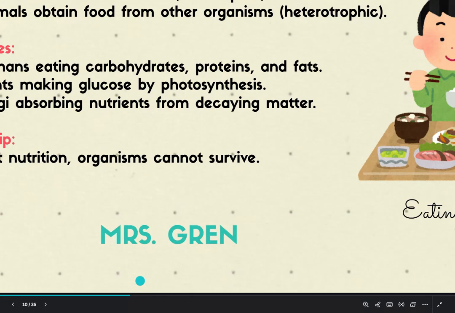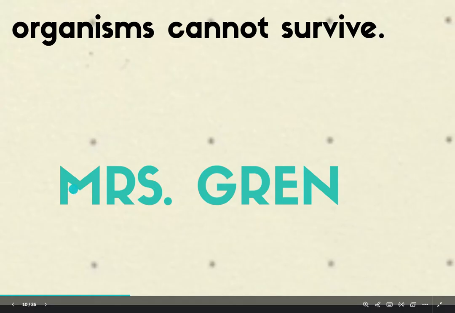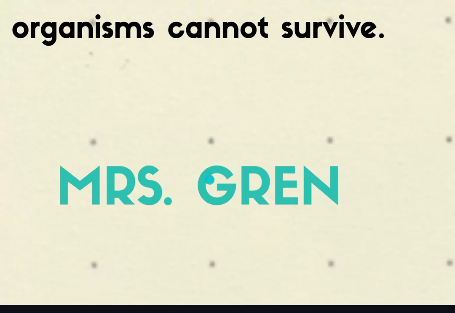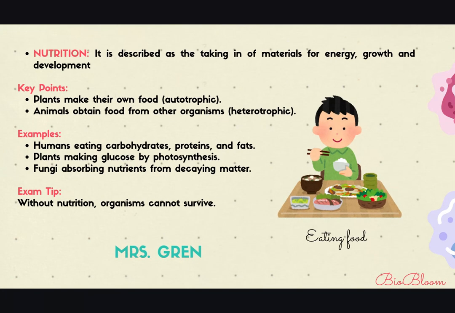A mnemonic that you can learn to remember all of these seven characteristics would be Mrs. Gren. M for movement, R for respiration, S for sensitivity, G for growth, R for reproduction, E for excretion, and N for nutrition.